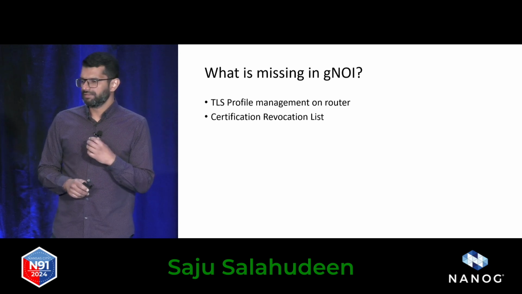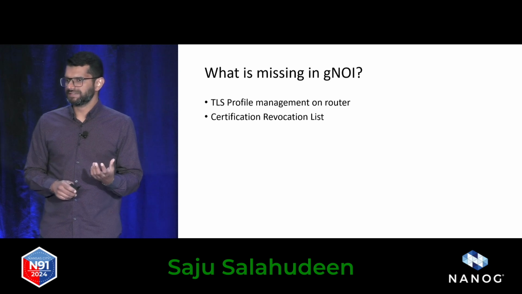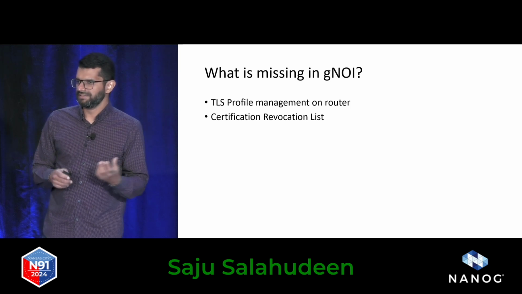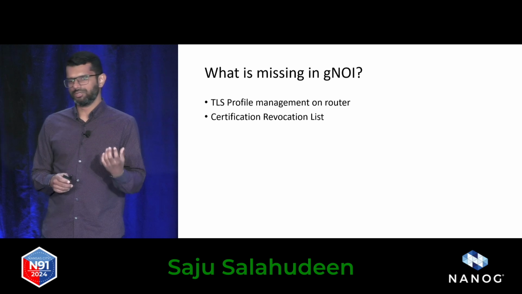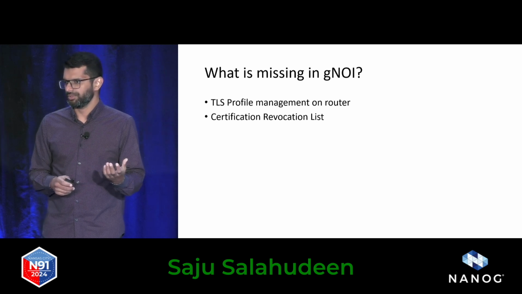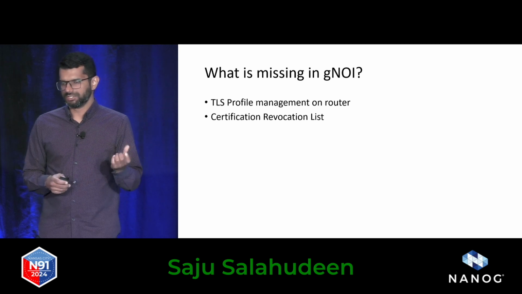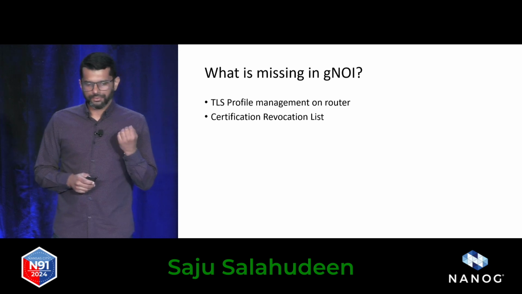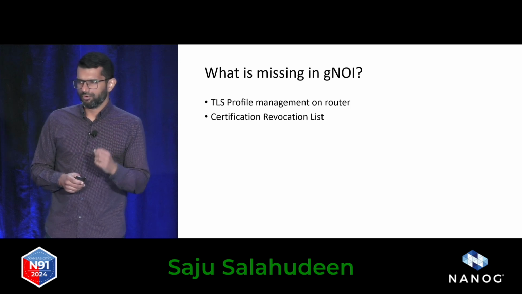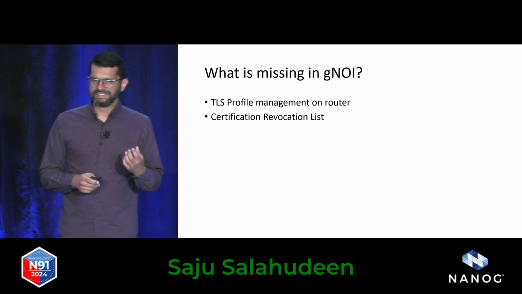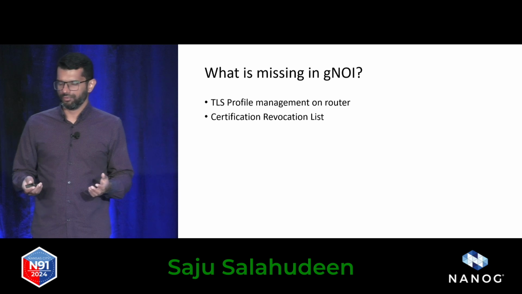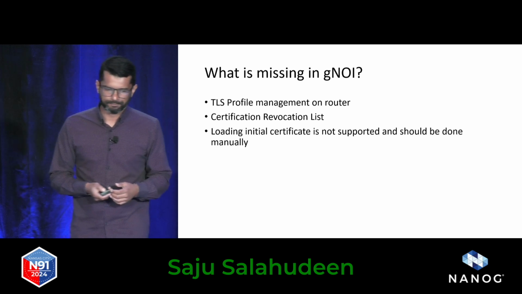And then the certificate revocation list. A revocation list is something where the client tells the router that this particular certificate is invalid or you cannot use it anymore. In short, it's called a CRL. In gNOI, we could revoke a single certificate, but we could not send a list of certificates that are revoked. So that was missing in gNOI.